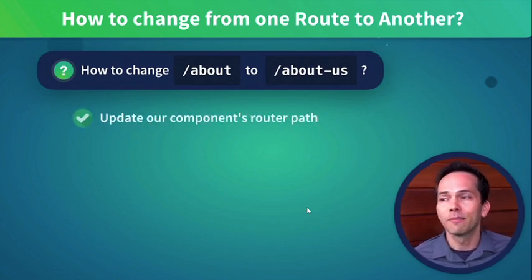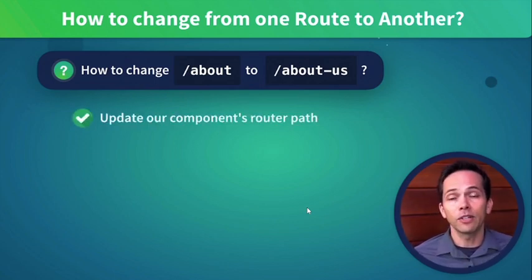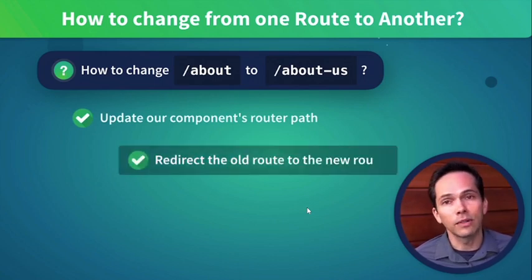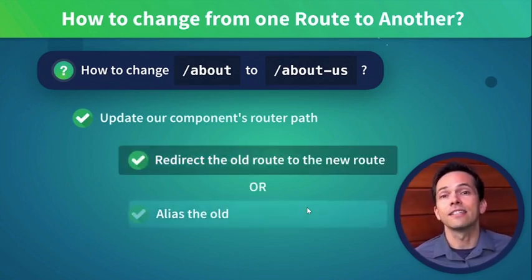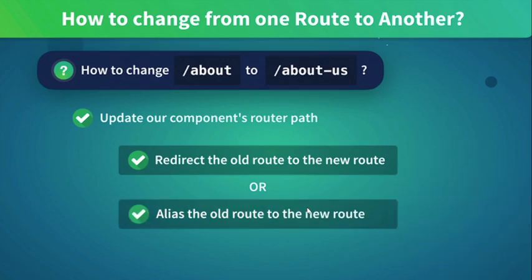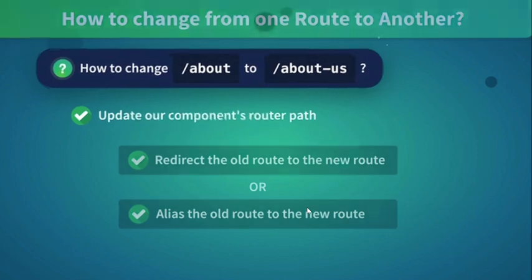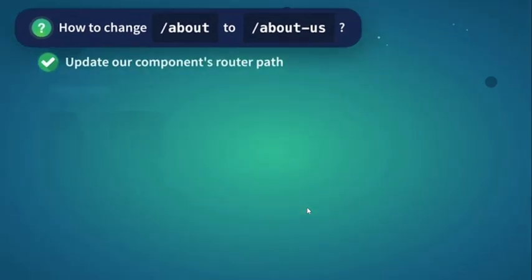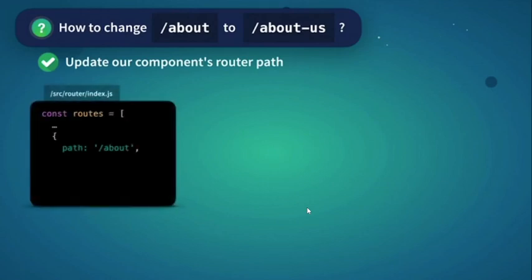First, update our component's router path, and then we want to either redirect the old route to the new route or alias the old route to the new route. I'll show you how to do both in your application. With either solution though, first we need to update our component's router path, which means updating our routes. Here you can see the old route.